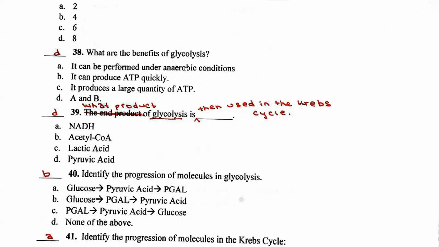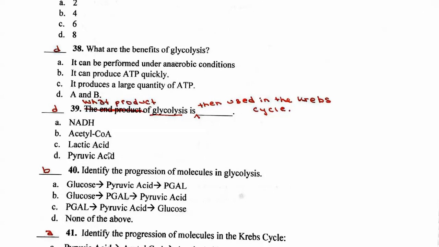It can be performed under anaerobic conditions, which is important if you don't have any oxygen. Okay? It can make ATP really quickly. It does not produce a large quantity of ATP, so the answer is D. What product of glycolysis is then used in the Krebs cycle?